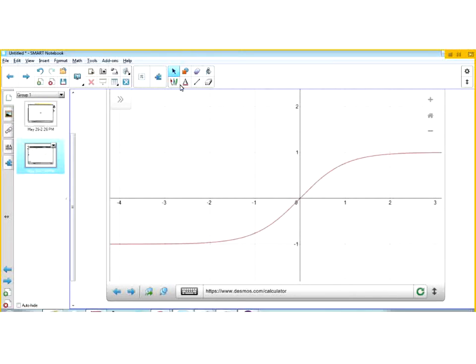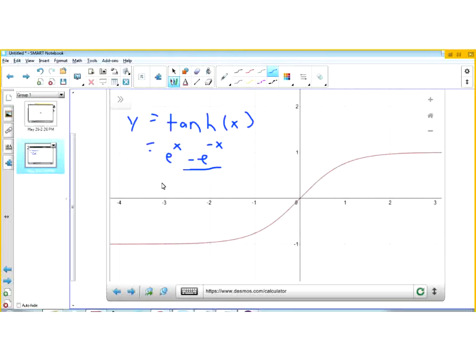And of course, again, to reiterate the definition, y is equal to hyperbolic tan x, which is equal to e to the x minus e to the minus x, divided by e to the x plus e to the minus x. Right? So this is the graph of the hyperbolic tan function, and now we know its properties.